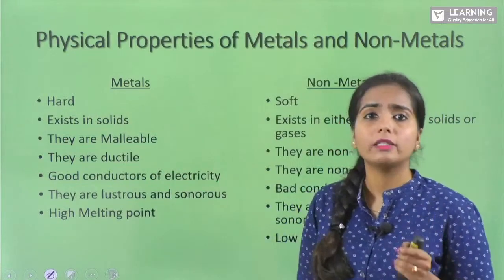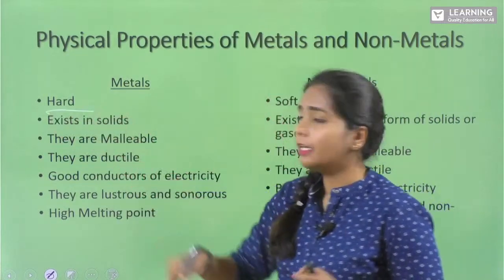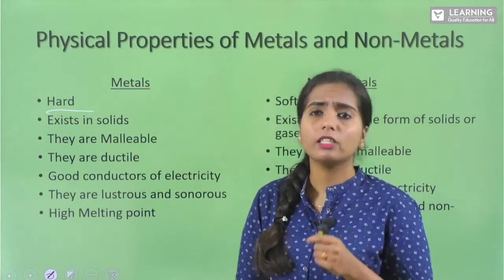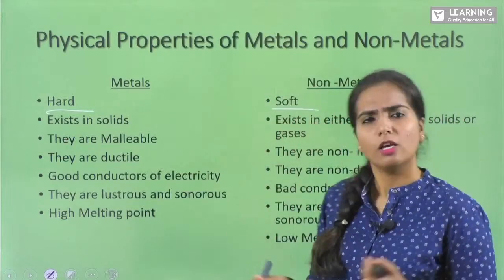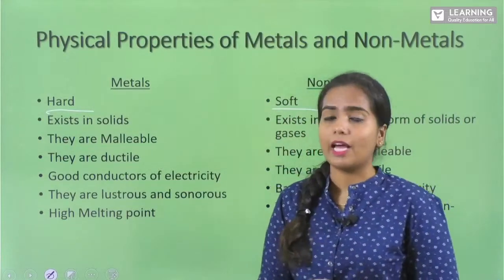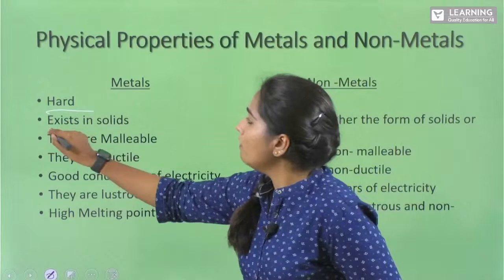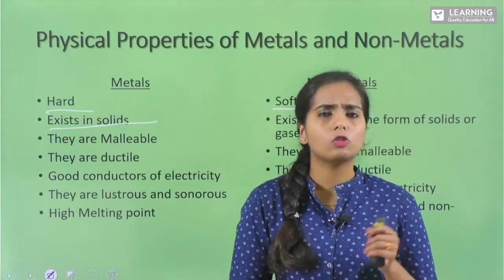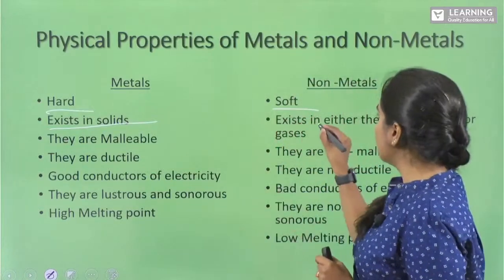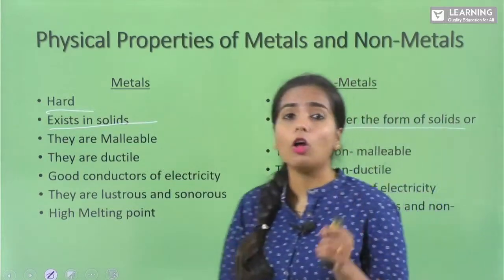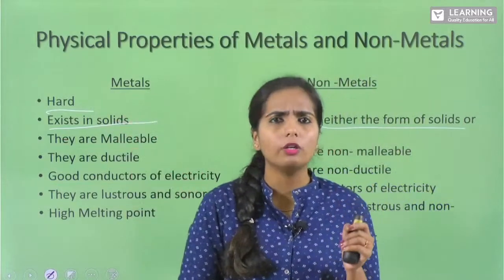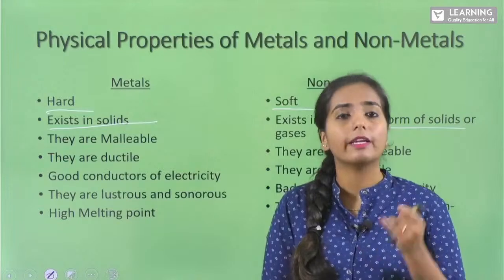Metals are usually hard in nature. When it comes to non-metals, they are soft, the opposite of metallic character. Metals always exist in the solid form. When you move on to non-metals, their existence is either in solid or in gaseous form. So metals exist in solid form and non-metals exist in solid as well as gaseous form.